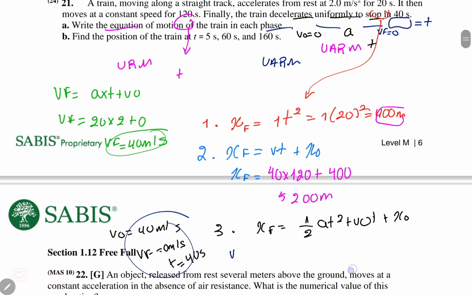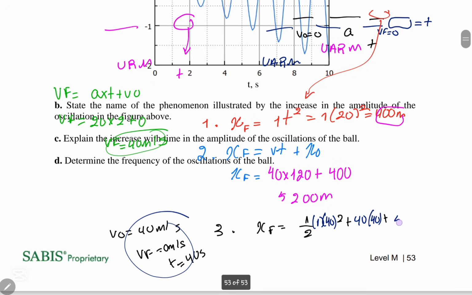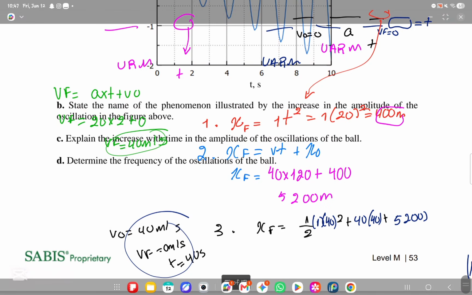So now it's going to be 1 over 2 times 1 times the time. What was the time given to us? 40 seconds squared, plus v initial, which was 40, times the time, which is also 40, plus x initial, which was what? Which was 5,200. So then, it's gonna be 1 over 2 times 1 times 40 squared plus 40 times 40 plus 5,200. Actually, you know what? My equation might be wrong. Hold on, let's try to go up.